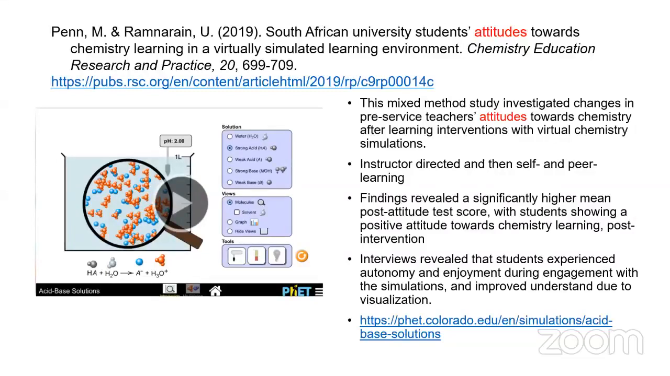They were more in control. They enjoyed it because of the engagement. And they also pointed towards an improved understanding as a result of the visualization which was created on these phenomena. So as we can see here, the particles, these reactions happen very much at a submicroscopic level.